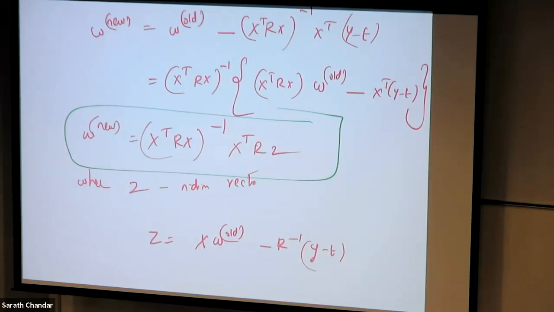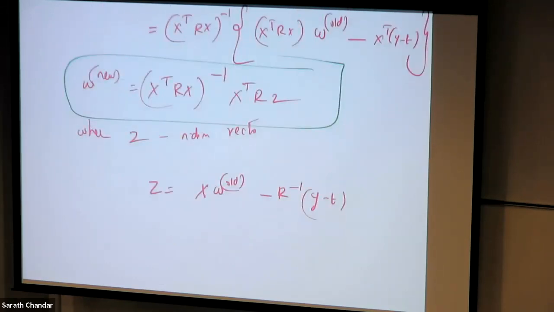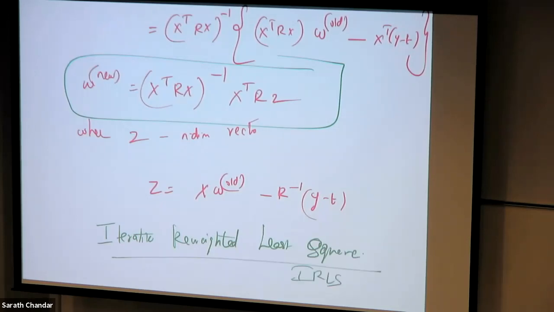So, in other words, you can view this algorithm as reweighted least squares, okay? And since you are doing this iteratively, often in literature we call this algorithm iterative reweighted least squares, IRLS. Okay, so iterative reweighted least squares is nothing but applying the Newton Raphson method for logistic regression. Is that clear? Any questions about Newton Raphson?